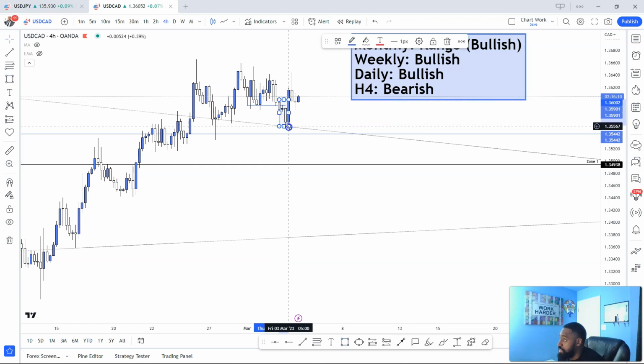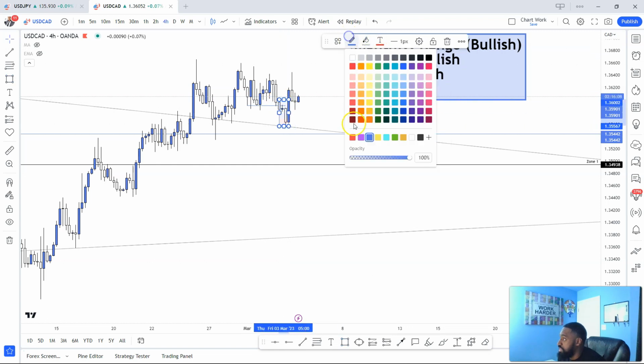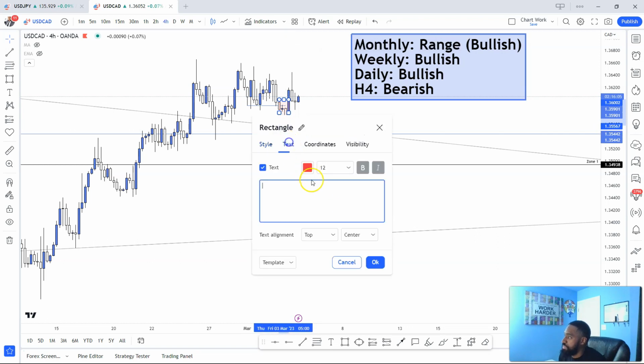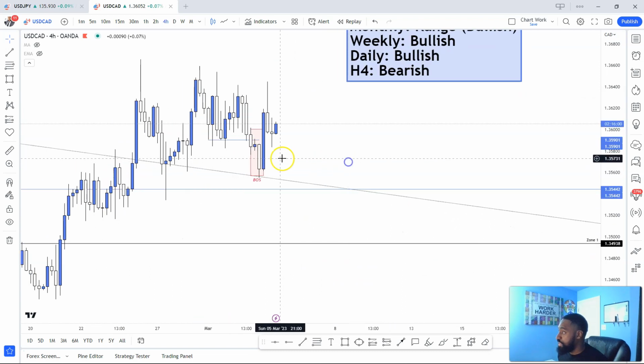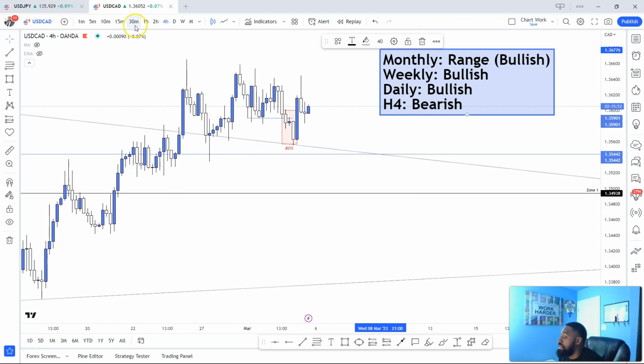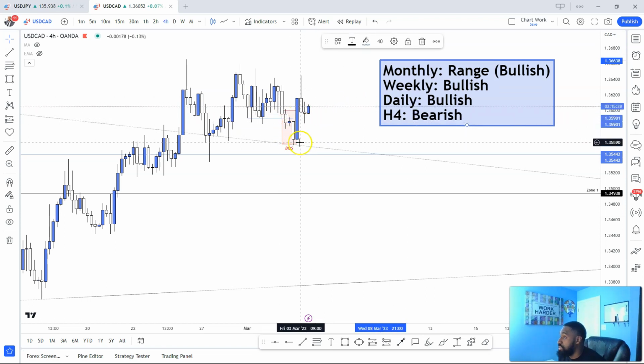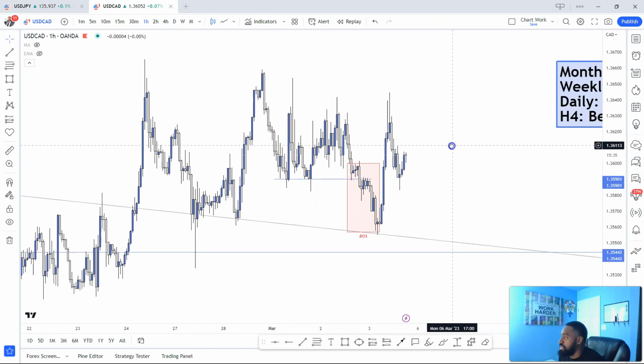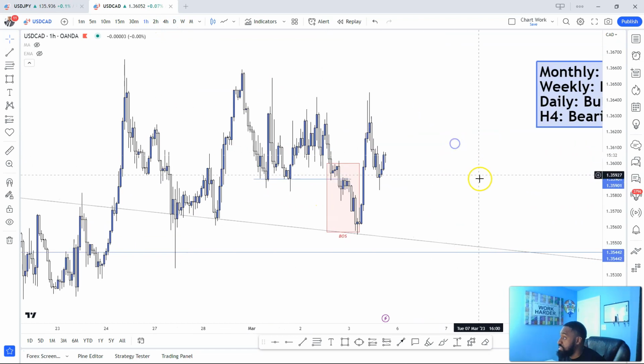Right there, I'm gonna make it red. Yep, so one, two. That's clean to me. And for my top-down analysis videos, I normally don't go on the H1, but if you look at the H1, it should complement this H4 structure. So we should see lower highs and lower lows right here. Yep, and it looks good to me.